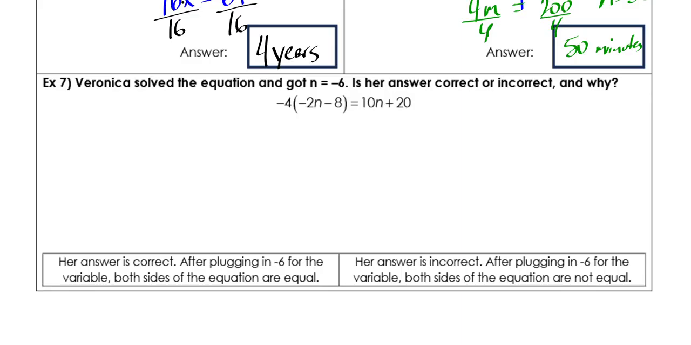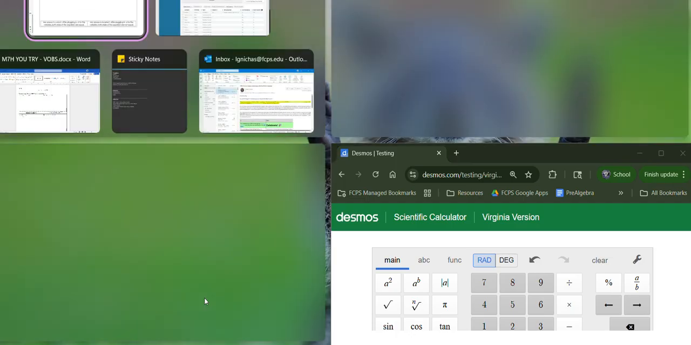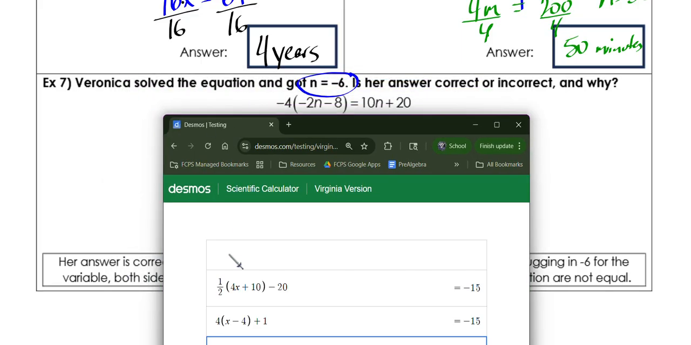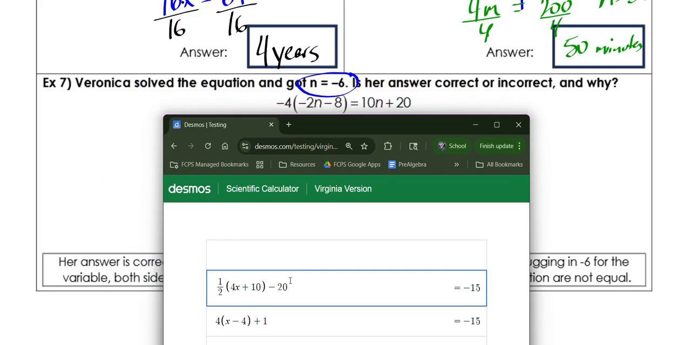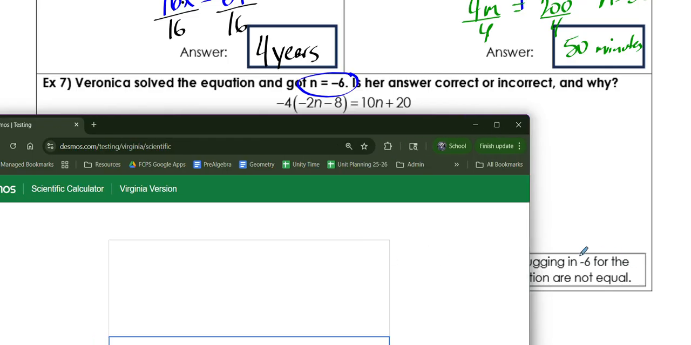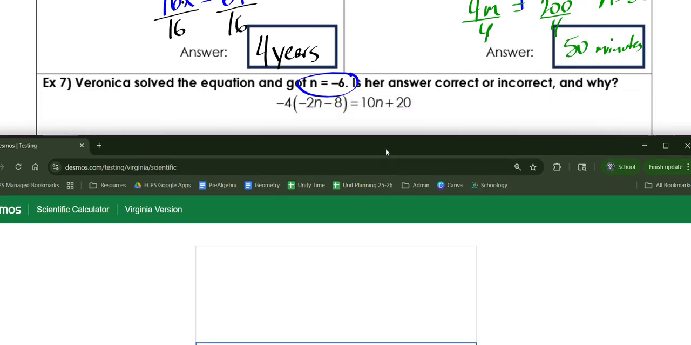Veronica solved the equation and got n equals negative 6. Is her answer correct or incorrect? So this is just the checking step here. So I'm going to type that exact equation in. Nope, that didn't work. Alright. And we're going to see if n equals negative 6. Well, this is not what I want.